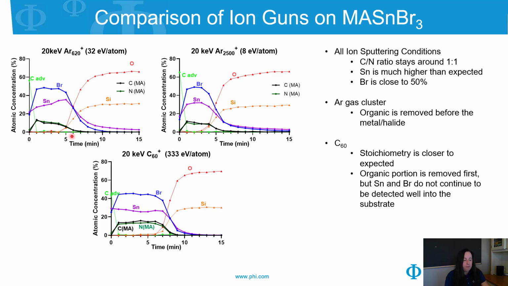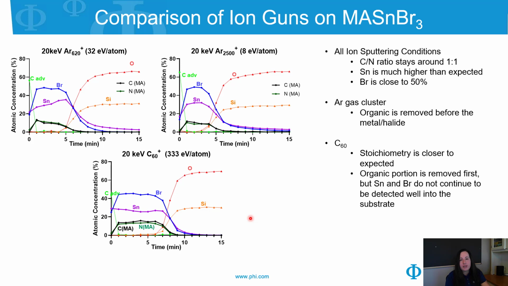So if I look kind of overall at all of these profiles, what I see is the carbon nitrogen, which are the black and dark green traces. The ratio stays about 1:1 on every single profile, which is the expected composition. However, tin, which should be in a 1:1 ratio with the carbon and nitrogen, is much higher than expected. And that's true for every single one of the depth profile ion gun settings. Bromine is around 50%.